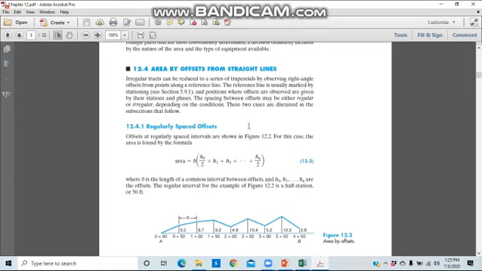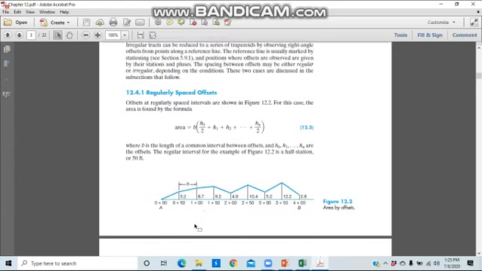Now there are two methods, regularly spaced offsets, and we will see irregularly spaced offsets. You divide this area into regularly spaced offsets. Regularly spaced means, like you see, point A is 0, 0, and then this point is 50, then 100, then 150, 200, and 250. So regularly spaced means they are at equal width. Whatever those offsets are, you divide them into equal widths, right?